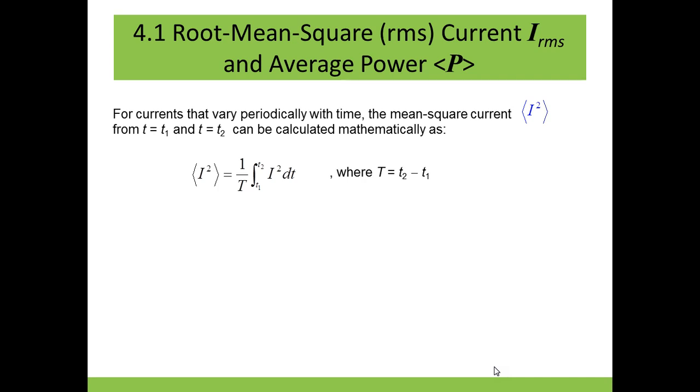So in the previous part, we have seen that the mean square current is in fact the area under the I square T graph, divided by T in one period.